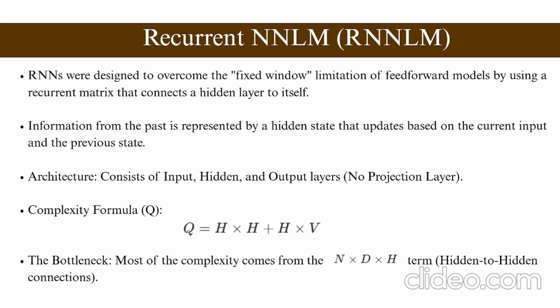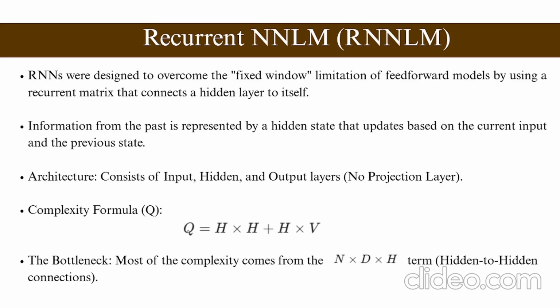To solve the fixed window limitation of feed-forward models, where the model can only see N words back, researchers developed recurrent neural networks. In an RNN, there is a recurrent matrix that connects a hidden layer to itself. It allows information from the past to be represented by a hidden layer that updates every time a new word comes in. In theory, an RNN can remember things from the very beginning of a sentence. The architecture is simpler in terms of layers: input, hidden, and output. This lacks a projection layer.